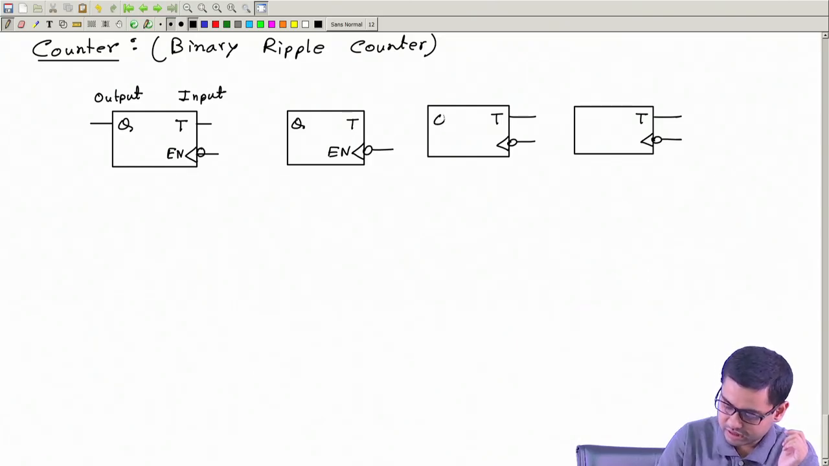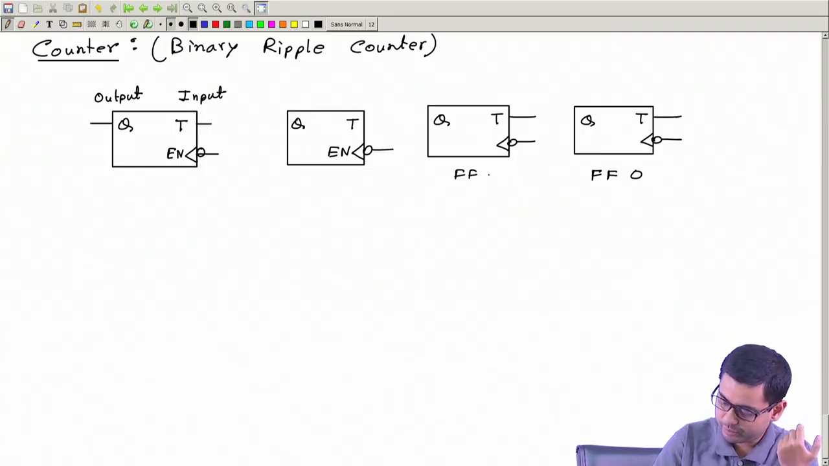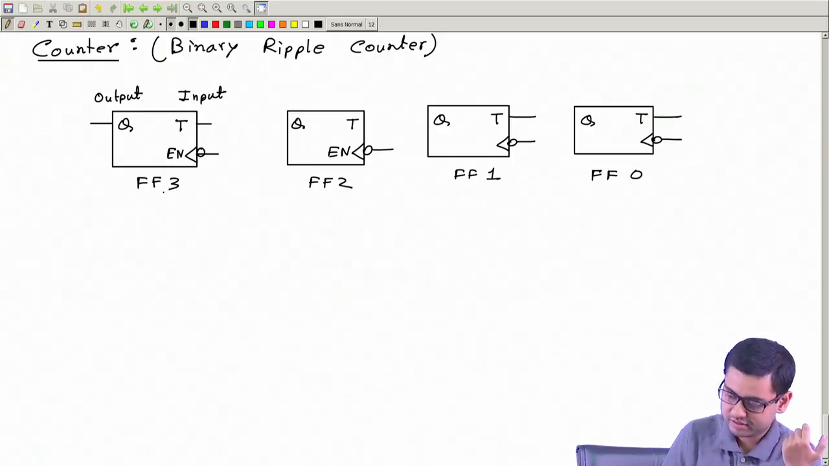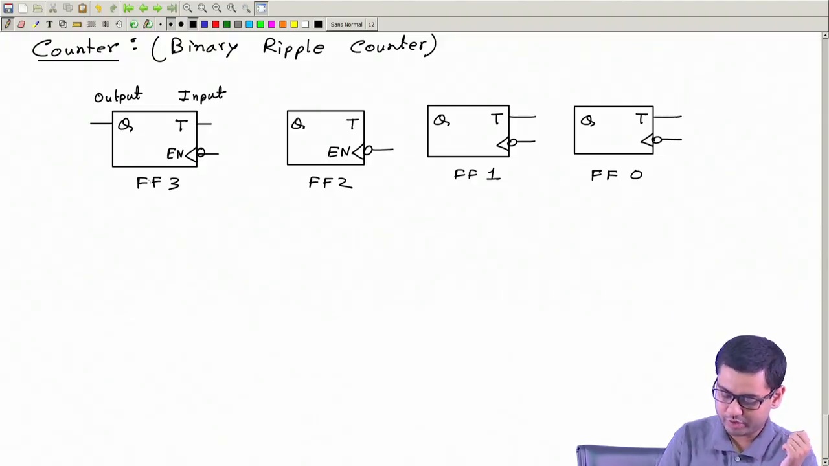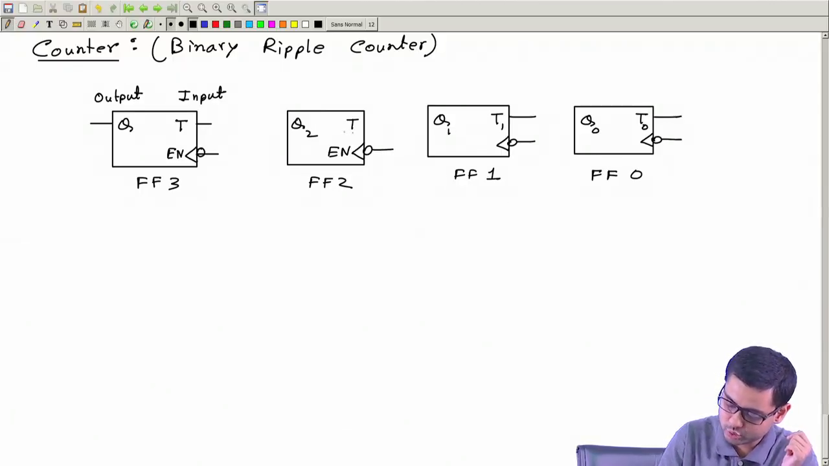Okay, and let's give some names: flip-flop 0, flip-flop 1, flip-flop 2, flip-flop 3. I am counting from right to left. Again, there is no harm in doing that. You can also count from left to right. Okay, so then you can call this Q0, T0, Q1, T1, Q2, T2, Q3, T3, enable 3, enable 2, enable 1, and enable 0.